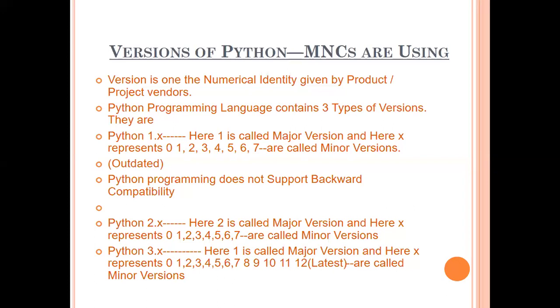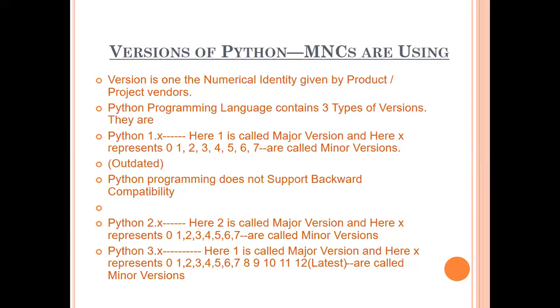That is the only reason we cannot work in Python 1.2, 1.3 or 1.x: it does not support backward compatibility. So Python 1 is an outdated version. Same with 2.x: 2 is the major version and x represents the minor version. We have Python 2.1, 2.2, 2.3, 2.4. These represent the minor versions.